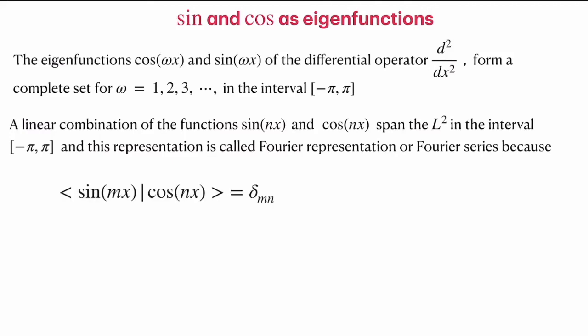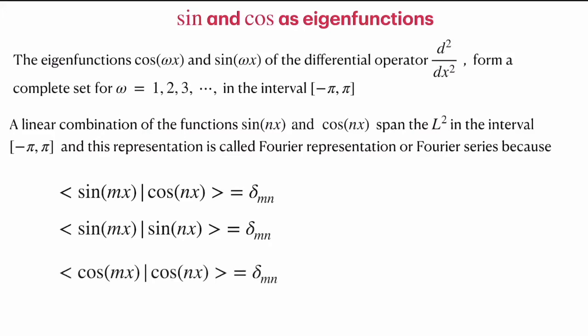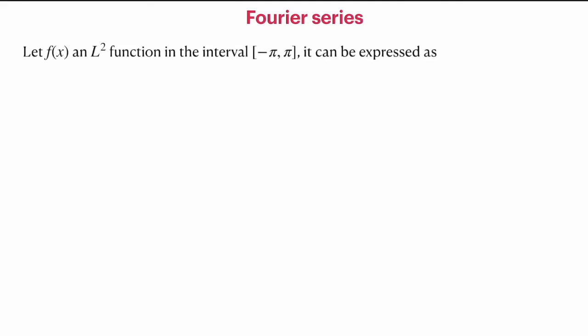So we have sin mx and cos mx are orthonormal to each other, and sin mx and sin nx themselves are orthonormal. In the same way, cos mx and cos nx are also orthonormal to each other. With these orthonormality conditions, we can completely define the Fourier series.